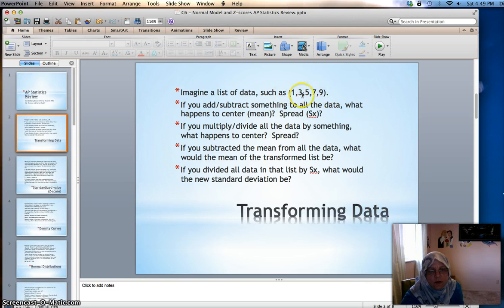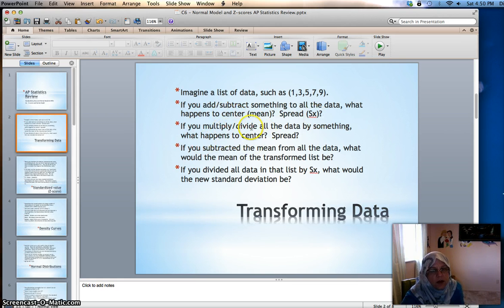If we add 1 to all of these, we end up with 2, 4, 6, 8, 10 for our list. Would the mean change? Yeah, it would go up by 1. Would the spread change? No, the numbers did not get more far apart or less far apart.